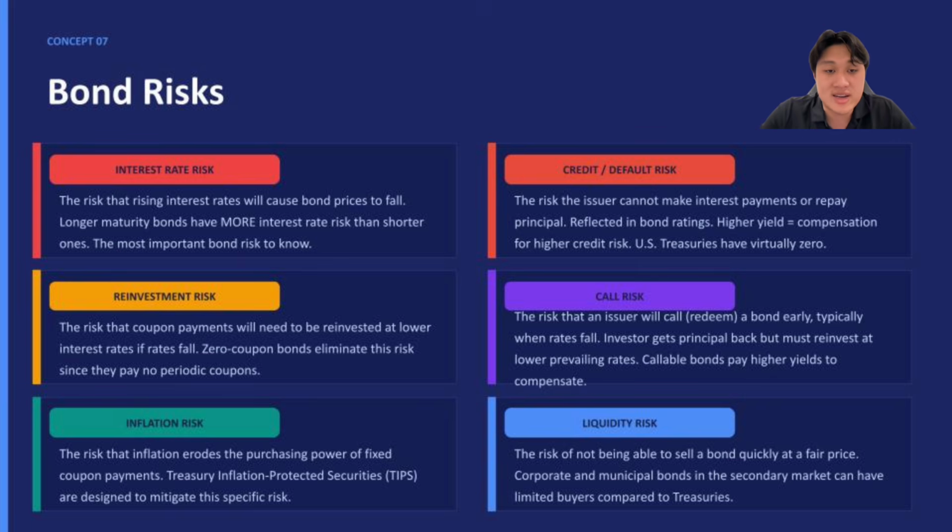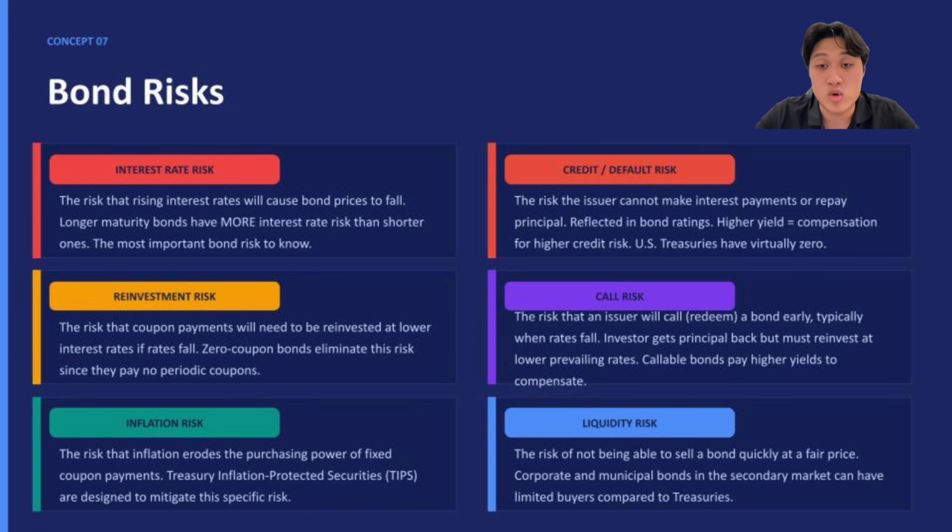Next, reinvestment risk. The risk that coupon payments will need to be reinvested at lower interest rates if the rate falls. Zero coupon bonds eliminate this risk since they pay no coupon payment. Inflation risk. What if the inflation is higher than the return of investment that you get from the bonds? Again, there is a solution for this. You can buy a TIP, which is a Treasury inflation protected security, and these are specifically designed to mitigate inflation risk.